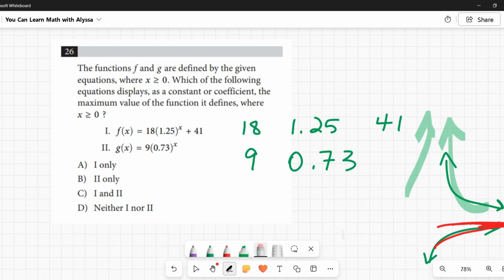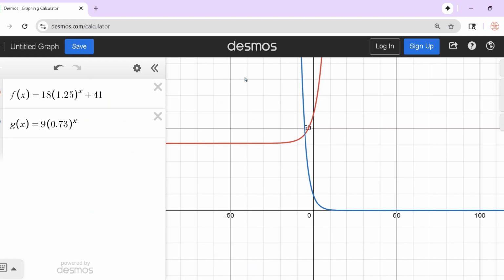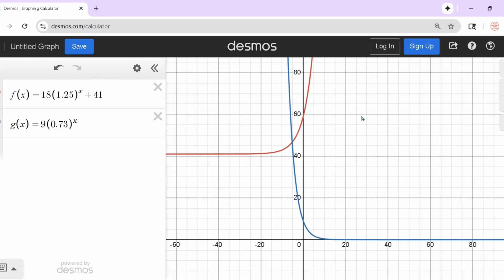So how could they ask this? How could they ask what's the maximum or minimum of this function? It's right here, where x is greater than or equal to 0. That's the only part of this we're going to look at. So let's go over to Desmos and look at these two. And here we go. We have f of x here in red that's going up to the right, and we have g of x in blue that's going down to the right. They're both approaching their limits, and they're also going up into infinity, just in different directions.